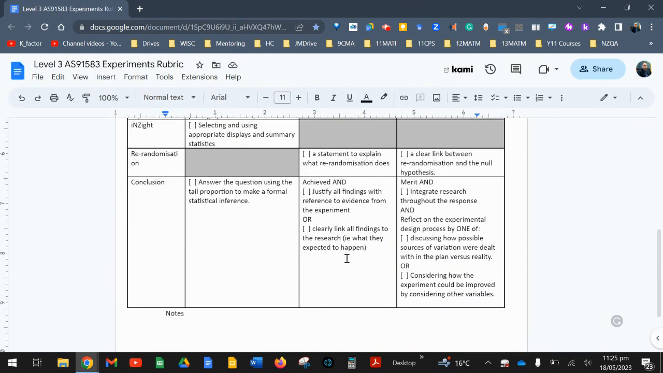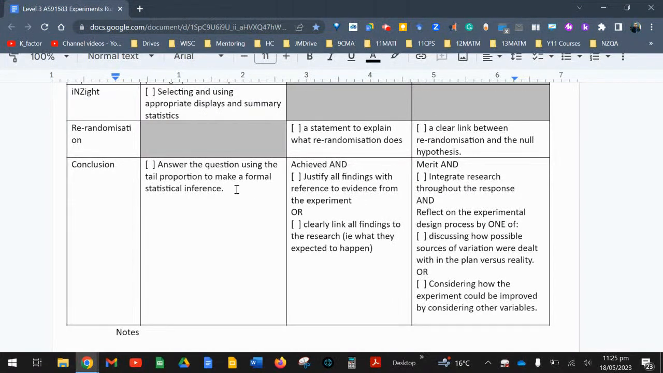Now, to gain that excellence, please, you don't just answer the question. You got to justify all findings, or you can clearly link all findings to the research. When I said link findings to a research, it's not because this article said so. Yes, this article said it, but what does it mean? What does it mean to you? So what? Be critical. And of course, to gain that excellence, you are doing a lot of reflection, discussing, say, potentially how sources of variation were dealt with, and so on.